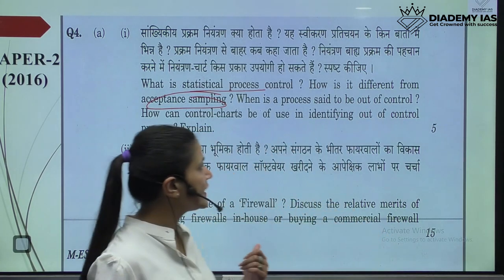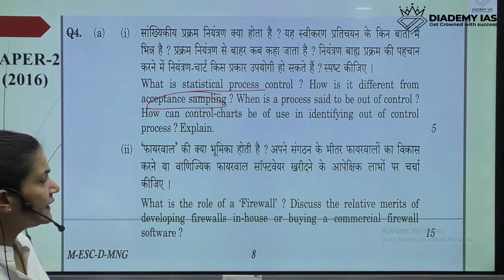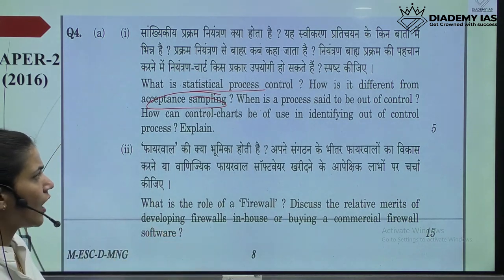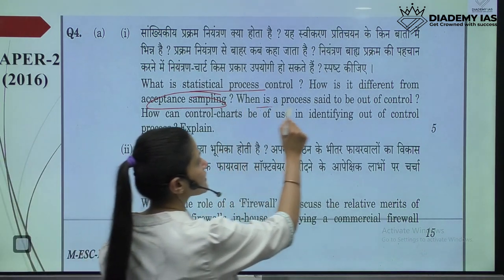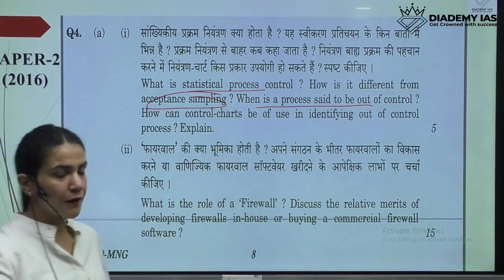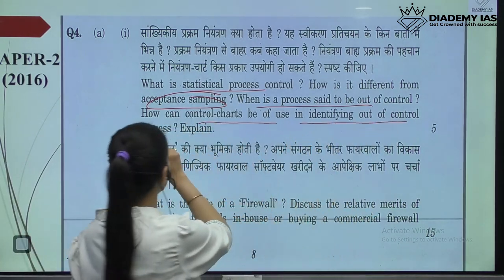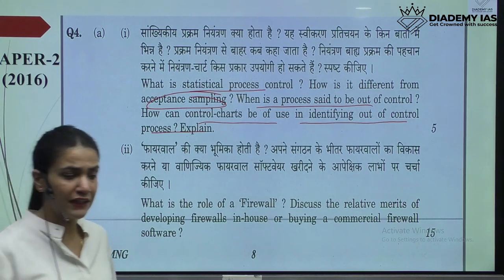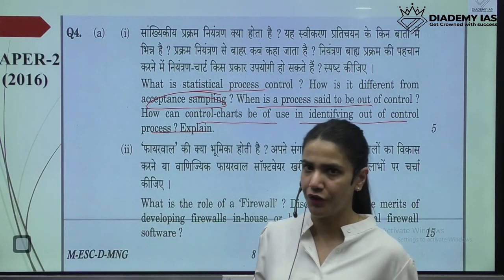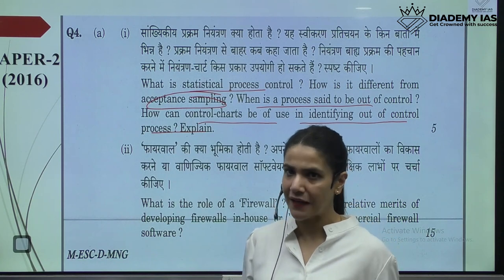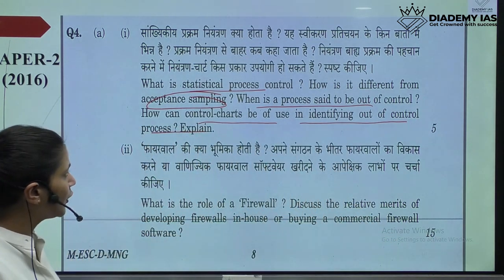So definitely this question, to be precise about it, comes out, and here you can easily write down the answer. And later on, they have even asked you, when is the process said to be out of control? So how can control charts be of use in identifying an out of control process? I'm going to explain to you what is basically a process and how it is considered to be out of control and all those different parameters. So let's just begin today's session.